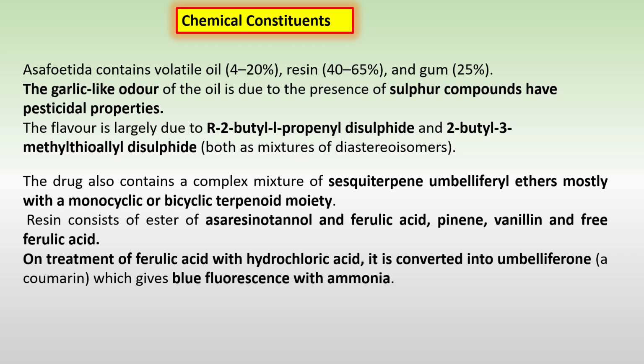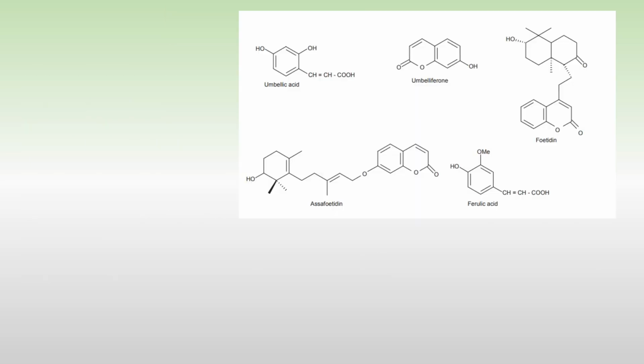So ferulic acid is converted into umbelliferone by the action of hydrochloric acid, and that is converted into a blue fluorescence when ammonia is added. You can see the structure of umbelliferone, a lactone ring with its double bond, and the asafoetidine structure. You can see how ferulic acid can be converted into umbelliferone, and when ammonia is added, it gives a blue fluorescence.